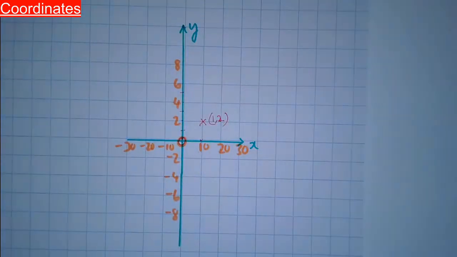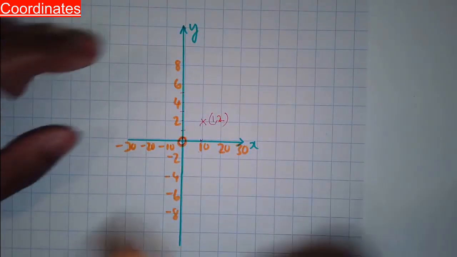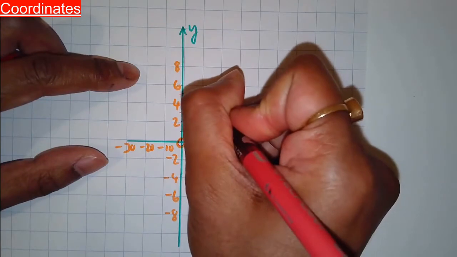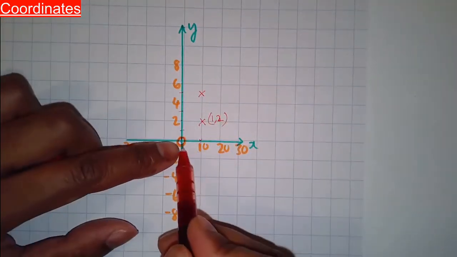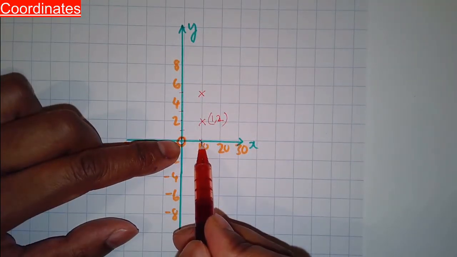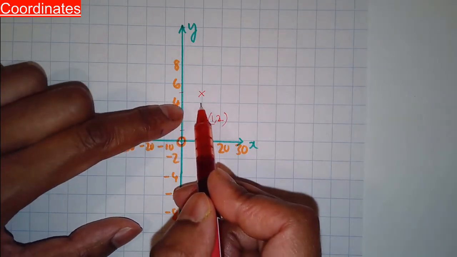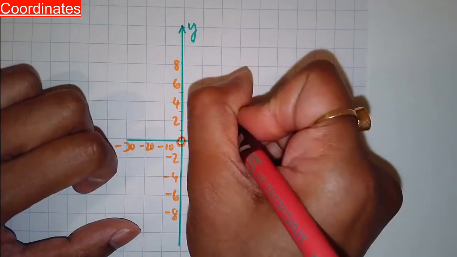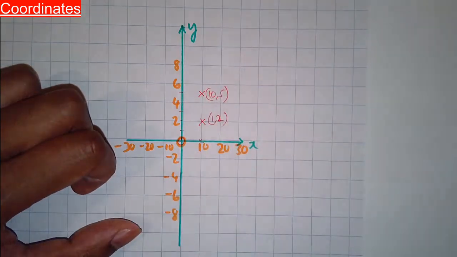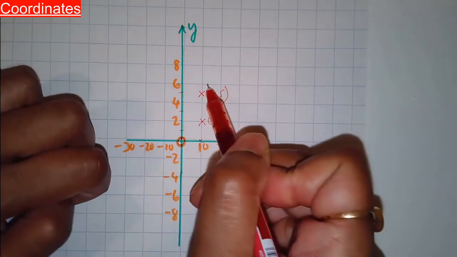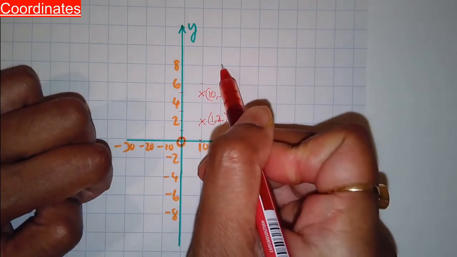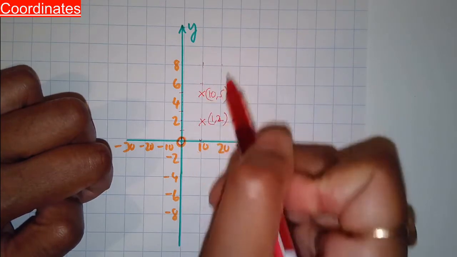Okay? You could have this one, for example, here. Well, that one is 10 to the right, and then 4, 5 up. Don't expect the crosses to be always where the grid lines meet, right?